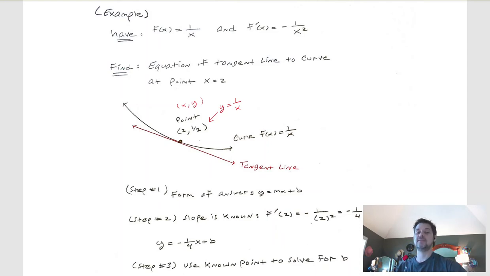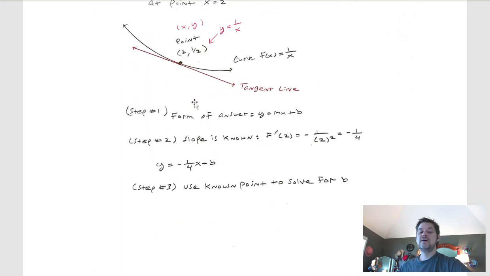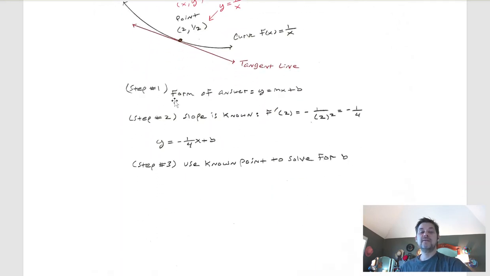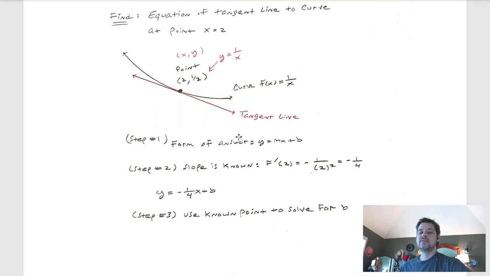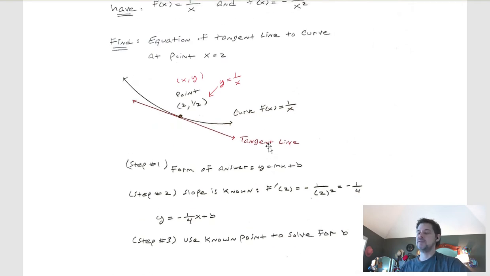Now here's the process. Okay, here's how we find the equation of the tangent line to the curve. Step 1, I'll tell you the form that our answer takes. y equals mx plus b. Why is the equation of the tangent line going to be y equals mx plus b? Well, because that's just the equation of a line at all, anywhere. That's just how they work. This is the equation of a line, no matter if you're finding the tangent line or some line somewhere else. All right, so the answer has to look like that.